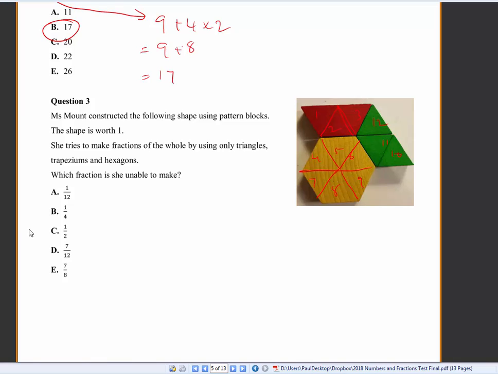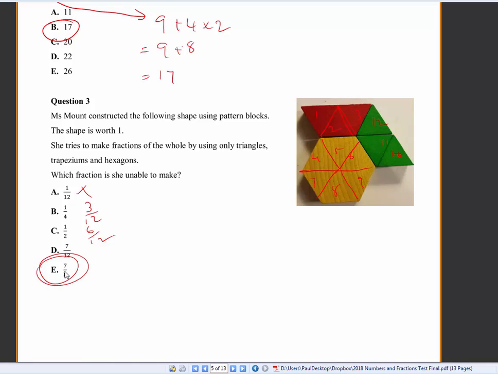Okay, so I can certainly make 1/12 because that is just one triangle. A quarter is the same as 3/12, which would be 3 triangles, so I can make that. A half would be 6/12, which I could make using a trapezium and 3 triangles. 7/12 would be a hexagon, which is 6/12, plus a triangle, so 7/12. So therefore 7/8 is the answer.